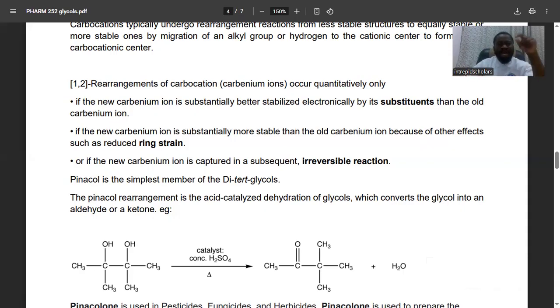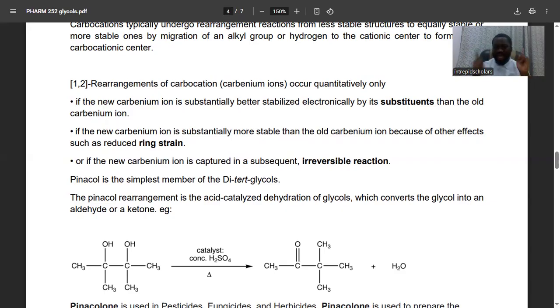The next point is, if the new carbenium ion is substantially more stable than the old carbenium ion because of other effects such as reduced ring strain. Now, ring strain always brings some level of instability in compounds. So if there can be a rearrangement so that the ring strain reduces, it is also something that can make the rearrangement occur. The last but not least is, if the new carbenium ion is captured in a subsequent irreversible reaction. With these three in mind, let's talk about pinacol.